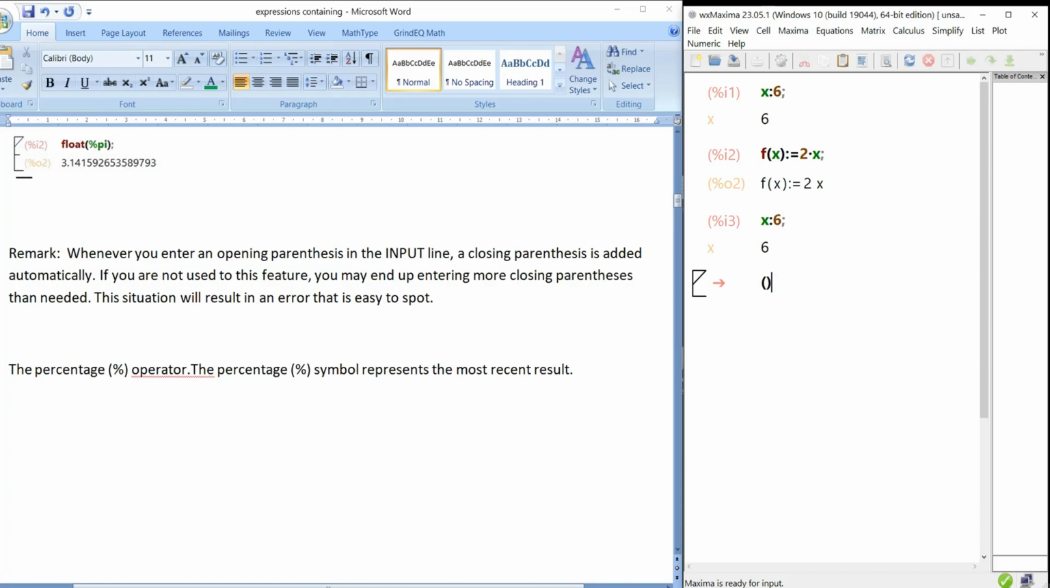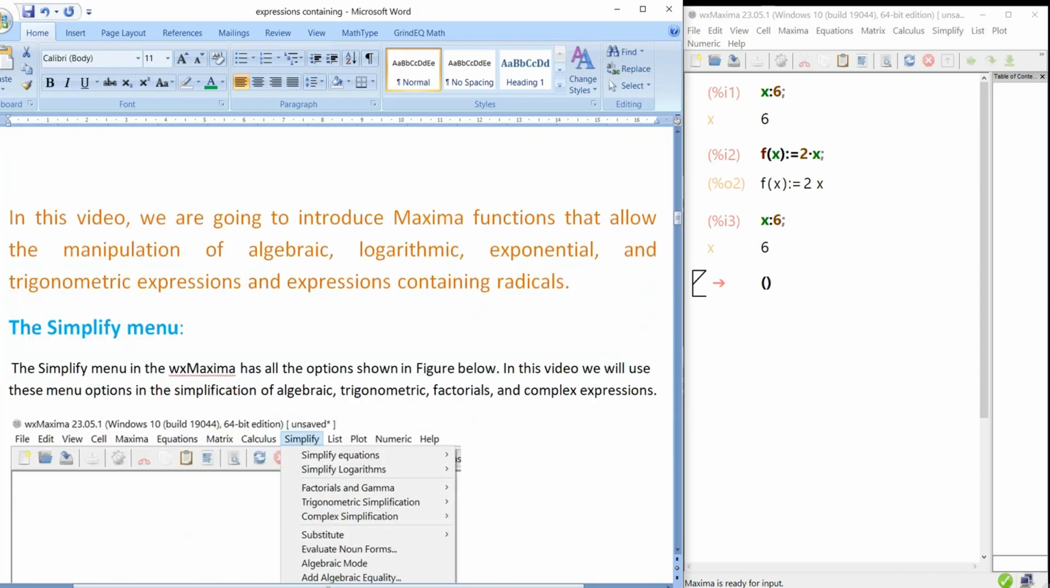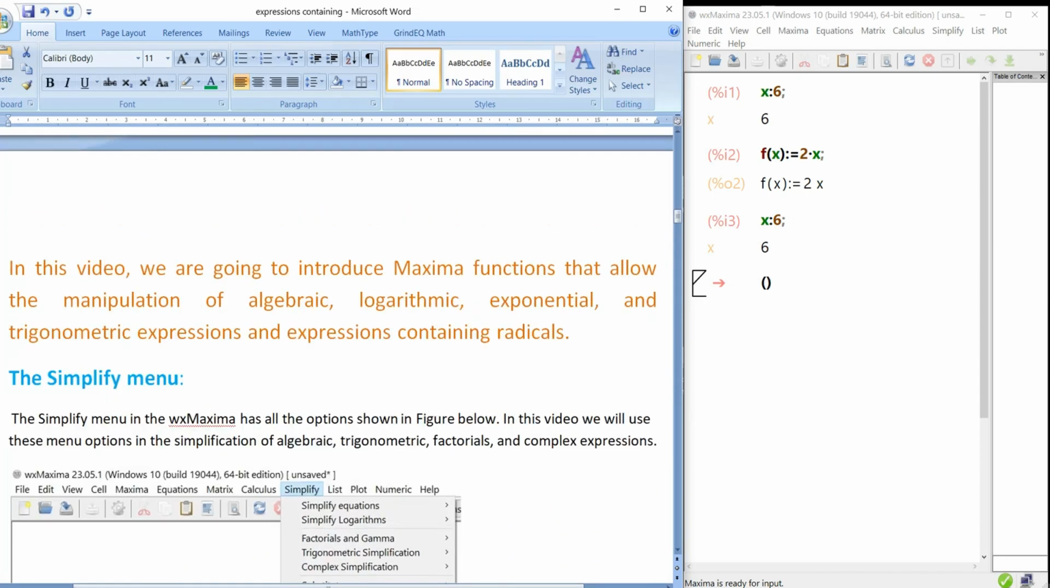Both brackets are inserted simultaneously. If you are not used to this feature, you may end up entering more closing parentheses than are needed. This situation will result in an error that is easy to spot. You can remove the error. If an extra bracket is placed, you can remove that bracket. Further, the percentage operator, the percentage symbol, represents the most recent result. Okay, we have discussed this point in my earlier video also.